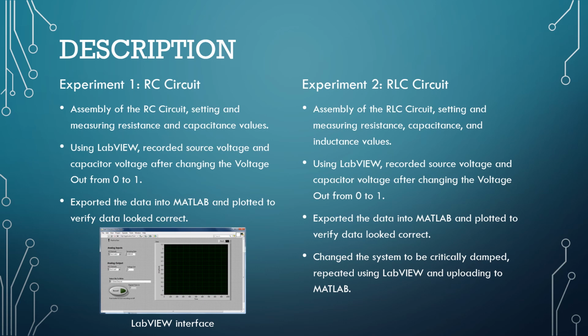This lab was split into two portions, one using an RC circuit and the other using an RLC circuit. When finished assembling both circuits, we set values based on the station number we were at and measured the actual values using an LCR meter due to the decade boxes having a slight error. We then used LabVIEW to record the source and capacitor voltage when changing the voltage out from 0 to 1. We then exported this data into MATLAB and plotted to verify that our data was correct. For the LCR circuit, we repeated using LabVIEW and MATLAB for a critically damped system as well.